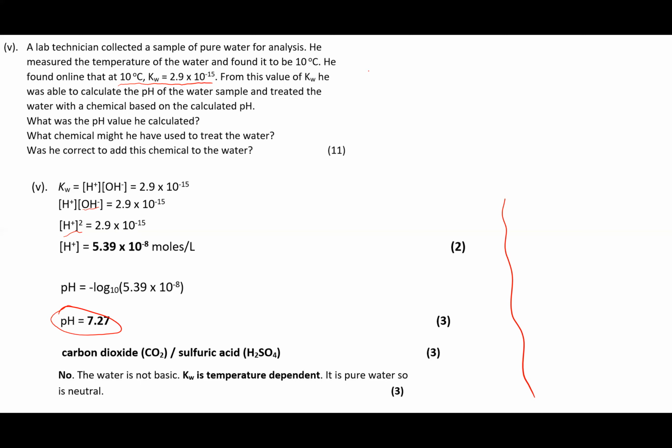That's fine. So that's question 9 for you. Apologies for the mix up with the question there, but hopefully this clears it all up for you.